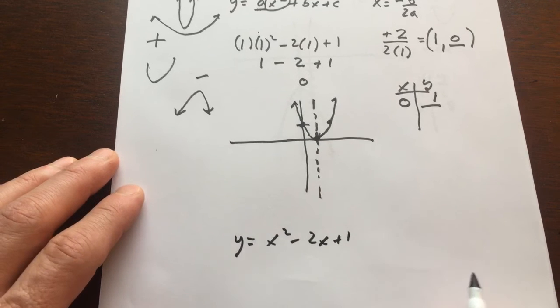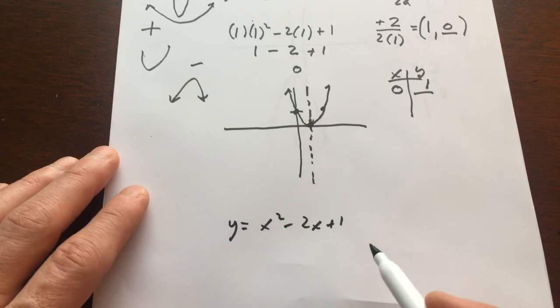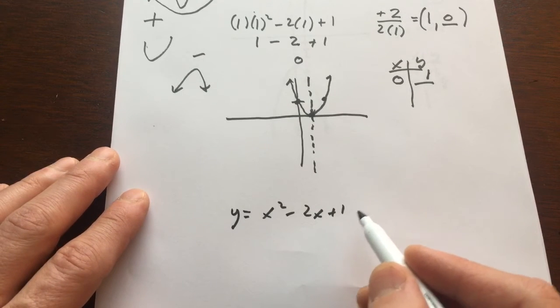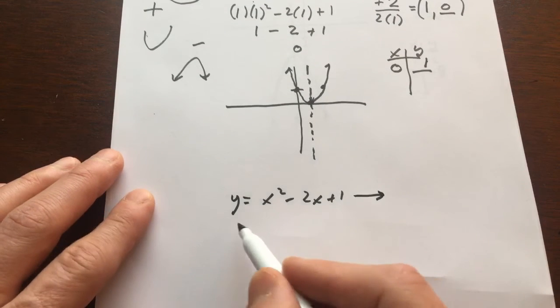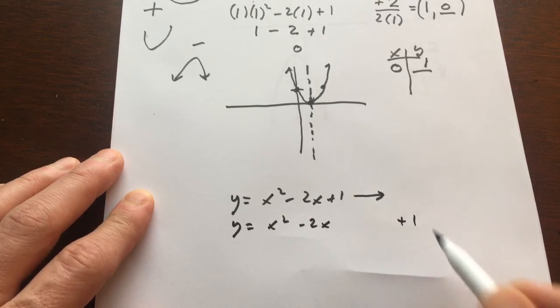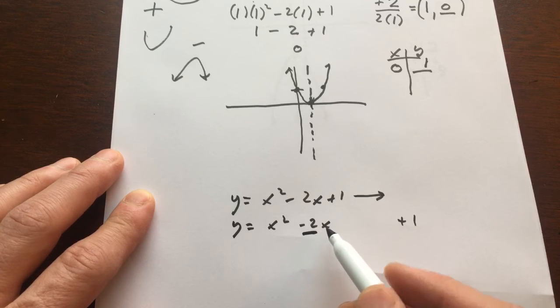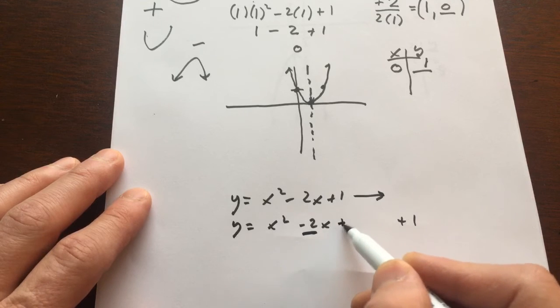Okay, and there's two different ways to do this. One way to do it is called completing the square. And there's different ways to do this as well, but what I'm going to do is move this 1 just a little bit over to the side, just to get it out of the way. So I'll show you that. So y equals x squared minus 2x plus 1. And then what you do is you take half of this coefficient in front of the x term. So half of negative 2 is negative 1. And if you square it, that's going to be plus 1.